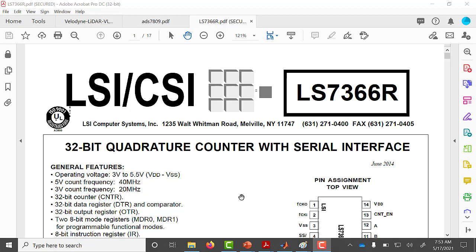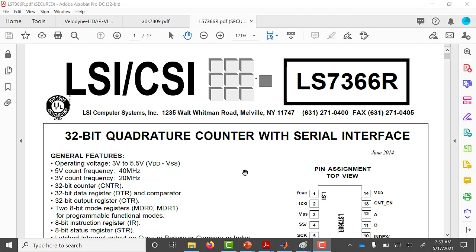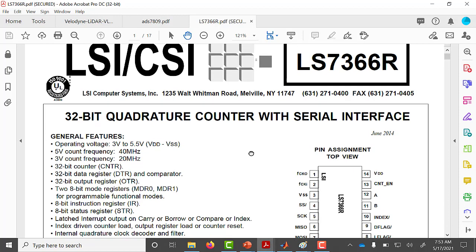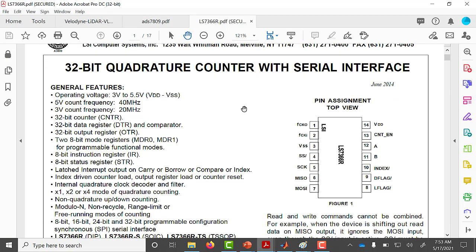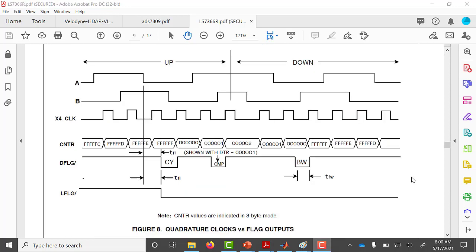In order to read the motor encoder, you need something to count the pulses, and this is an example: a 32-bit quadrature counter with serial interface. So it's a 14-pin chip, and you connect the A channel and the B channel to the chip here. Of course, you give power, and then you can communicate with Arduino or whatever over here doing a serial interface. There's also an index connection.